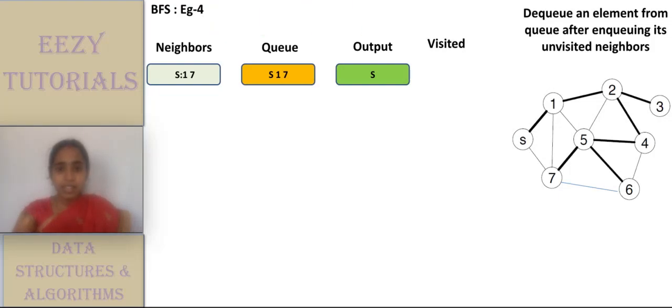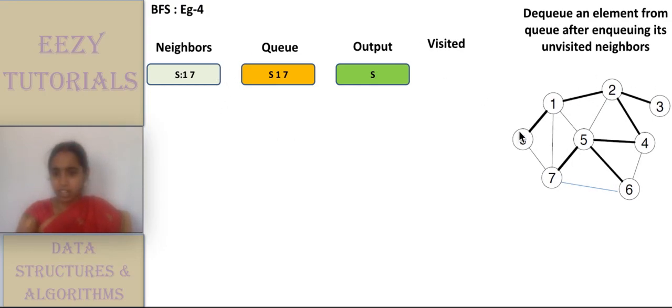We were seeing the examples for BFS. Now we are going to continue with that. This is the given graph. For this given graph, we are going to find the BFS. BFS means you have to visit the siblings before you visit all the children. So the process is you have to dequeue an element from the queue only after enqueuing all its neighbors.